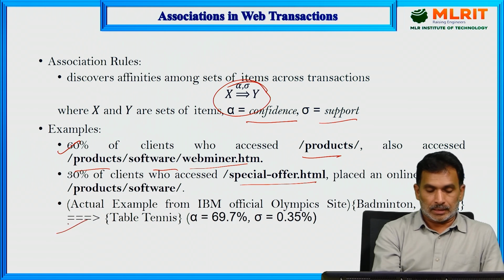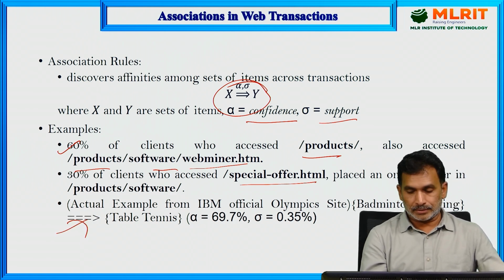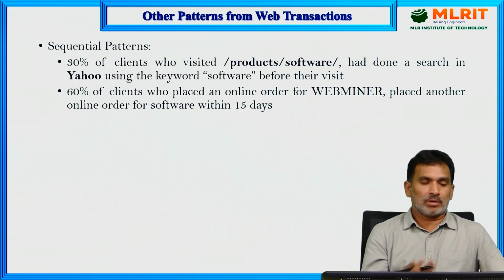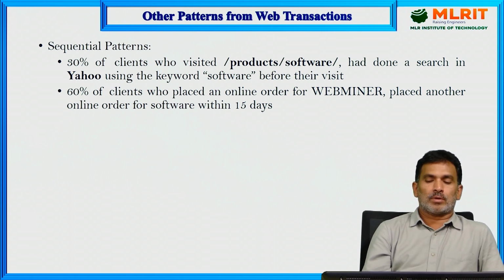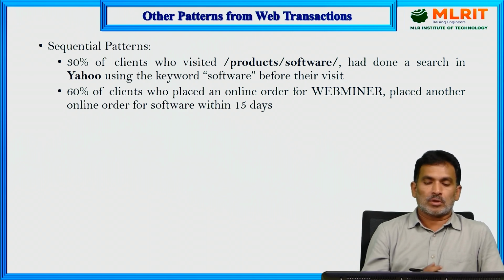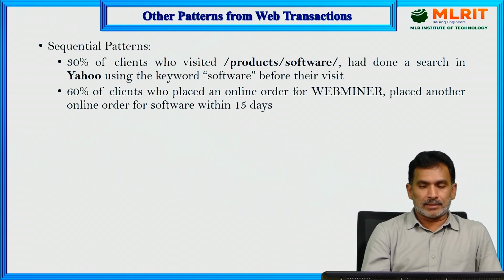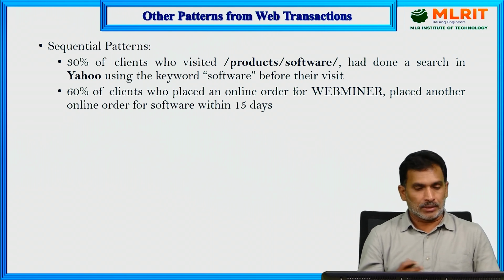There is another actual example from IBM's official website, the Olympics site. Other patterns from the web transactions are sequential patterns. For example, 30% of clients who visited the product or software had done a search in Yahoo using the keyword software before they visited. And 60% of clients who placed an online order for a web miner placed another online order for software within 15 days. So these are the sequential patterns that would be mined.